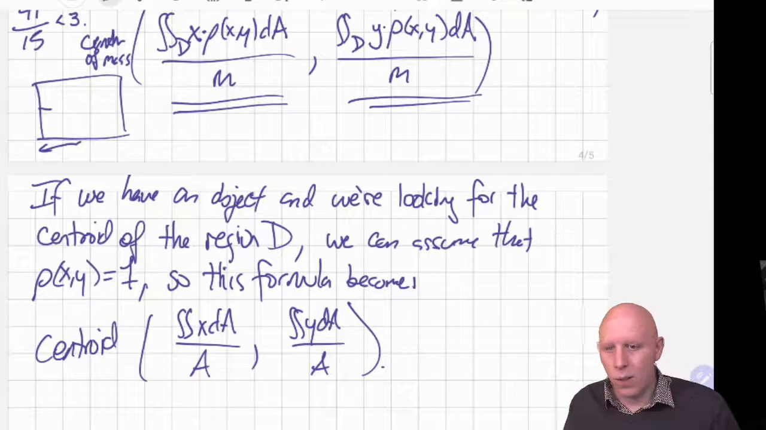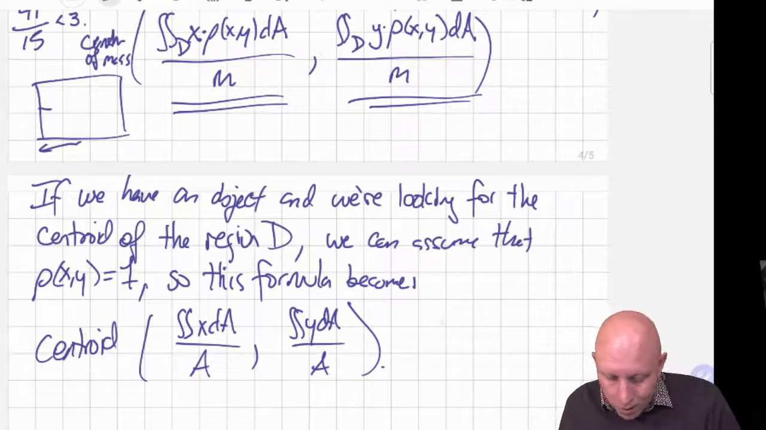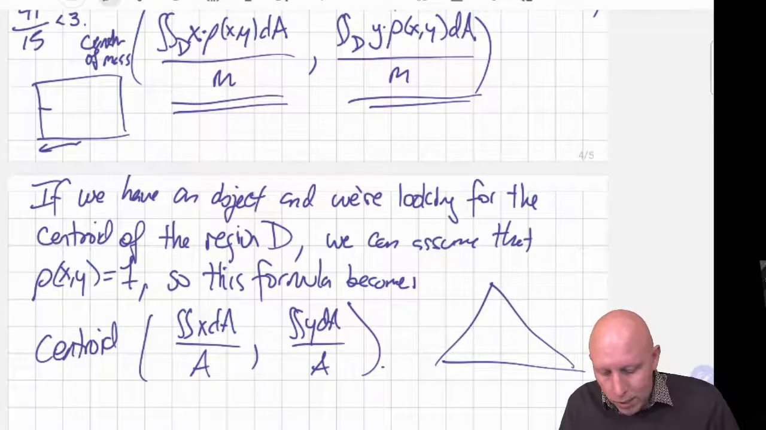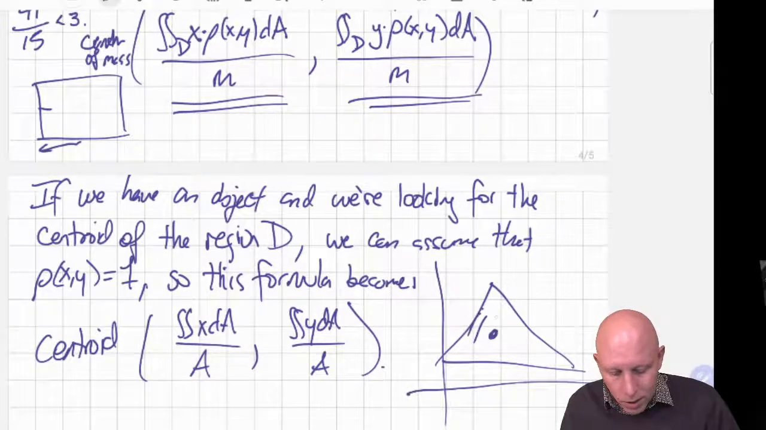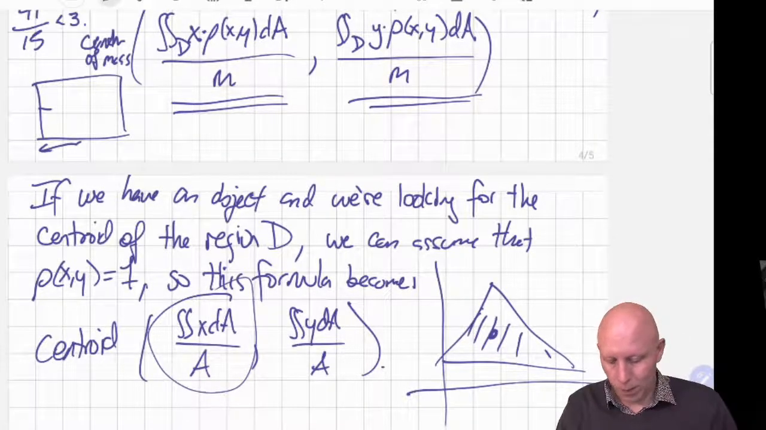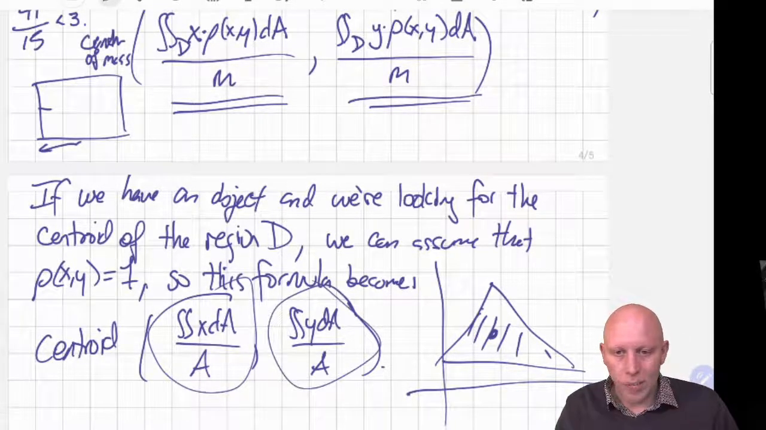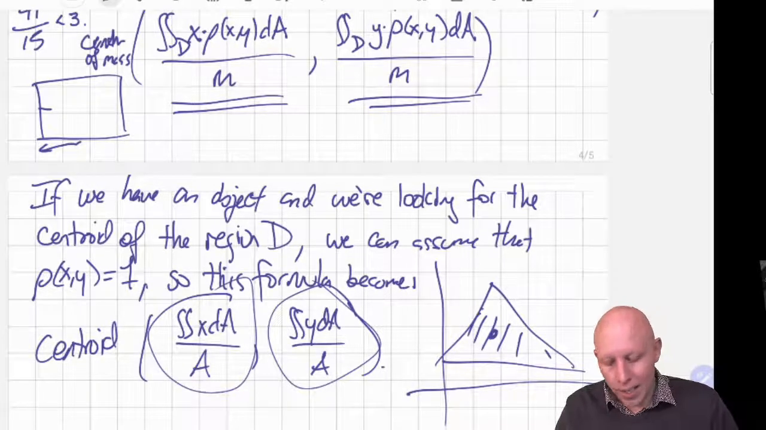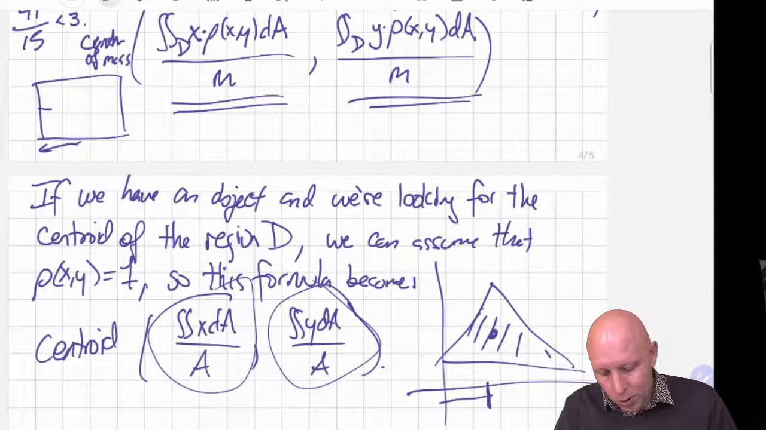All right, so that means that if we have maybe a triangle here and we'd like to figure out where the centroid of this region is, we can set up our integrals over this triangle, figure out the integral of x dA divided by A, the integral of y dA over A, and that's going to give us the x-coordinate of the centroid, and it's going to give us the y-coordinate of the centroid.